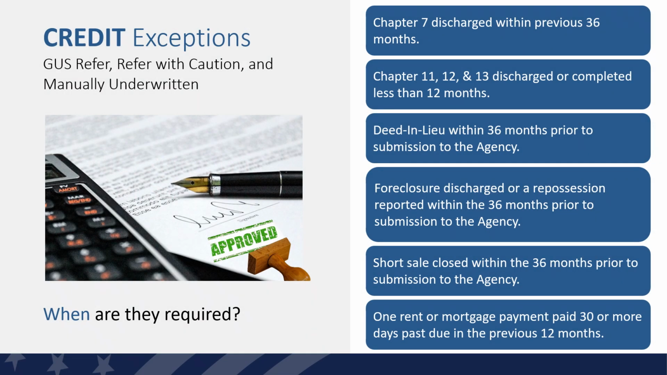For GUS refer with caution, and manually underwritten files, credit exceptions would be required in cases of foreclosures, bankruptcies, deed in lieu, and short sales less than 36 months, and when there has been a 30-day late rent or mortgage payment in the last 12 months. Regardless of the GUS recommendation, it is the approved lender's responsibility to review and determine the loan meets agency guidelines and is an acceptable credit risk. These are the agency's minimum guidelines. Lenders may have additional overlays or more stringent credit requirements.